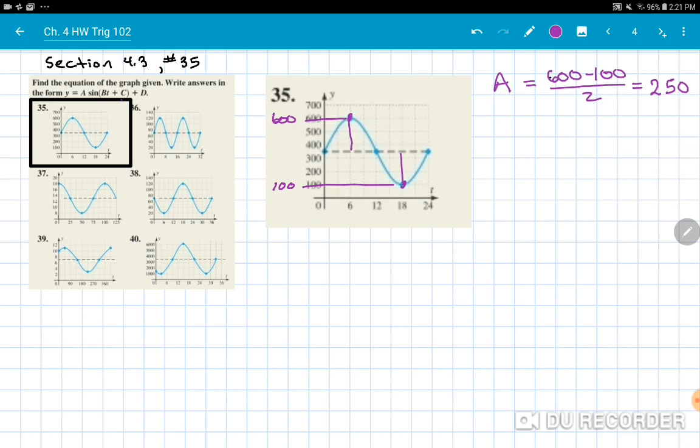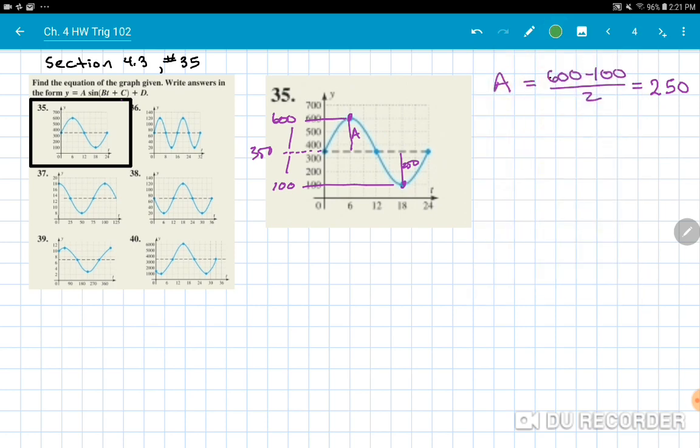The other thing you can do is look at that center line. That center line is 350, so you can see that the 600 is 250 up, and the 100 is 250 down. So that little purple line is A, which is equal to 250. All right, A is done.